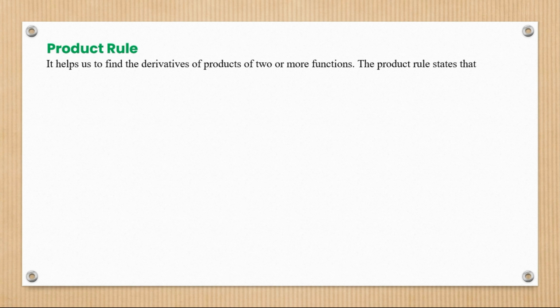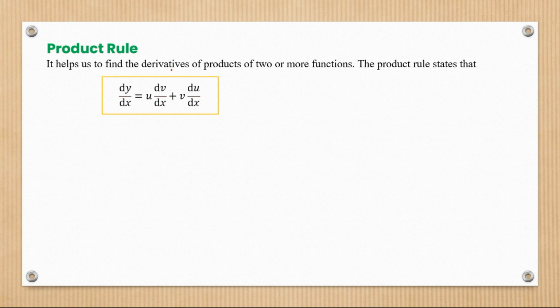Now let's look at the product rule, and this is also going to be useful. So the product rule helps us to find the derivative of products of two or more functions. The product rule states that dy/dx shall be equal to u dv/dx plus v du/dx, and that's going to be our formula for the product rule. Now this is just a case where we have different functions multiplying each other. So when we have different functions multiplying each other, we use the product rule.